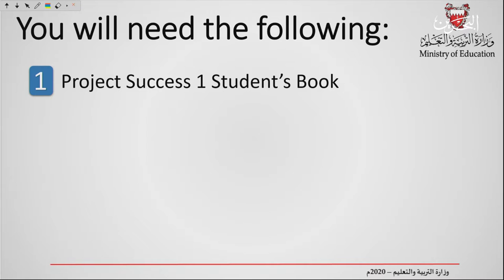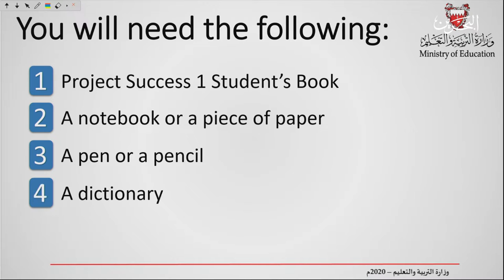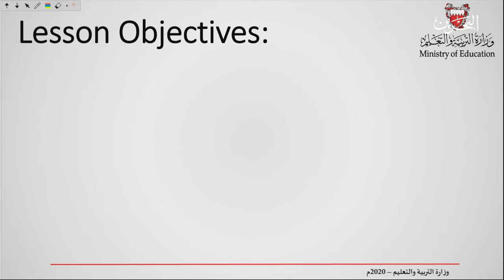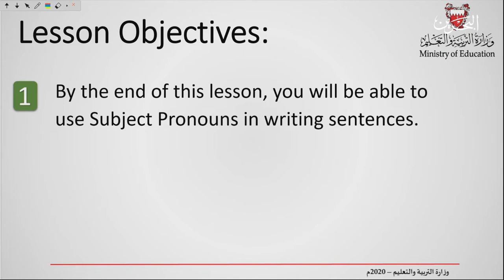In order for you to do the lesson well, you will need the following: Project Success Student's Book, a notebook or a piece of paper, a pen or a pencil, and a dictionary. Lesson objectives for today: by the end of this lesson, you will be able to use subject pronouns in writing sentences.